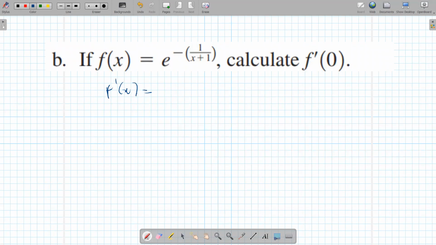It's going to be itself, right? You just rewrite the same thing, e to the negative 1 over x plus 1. But then now you got to multiply this by the derivative of the exponent. This is what we have.